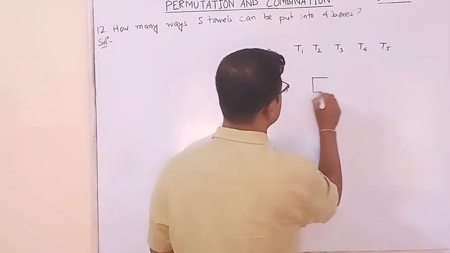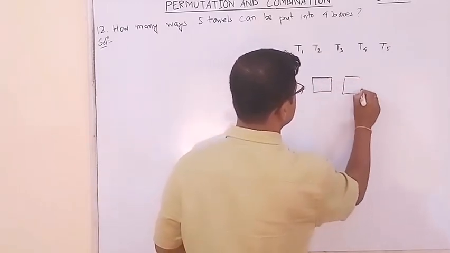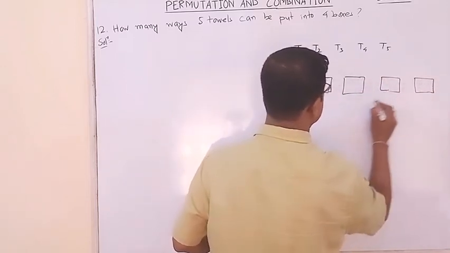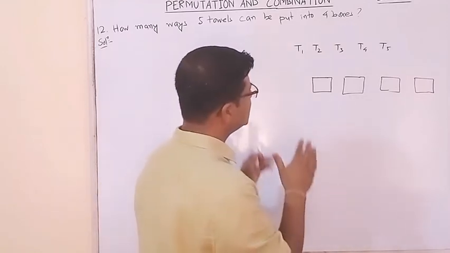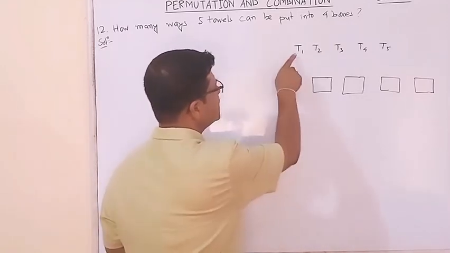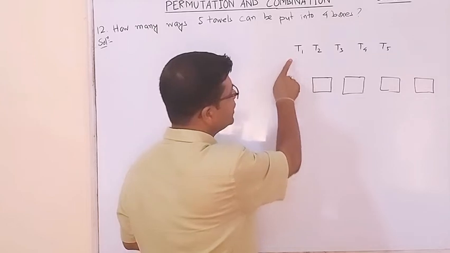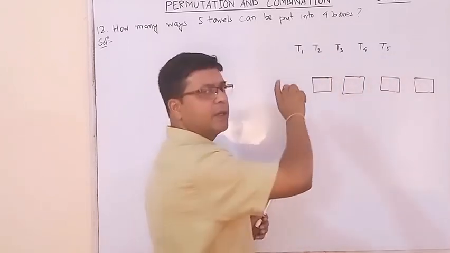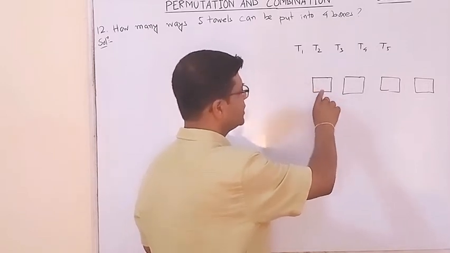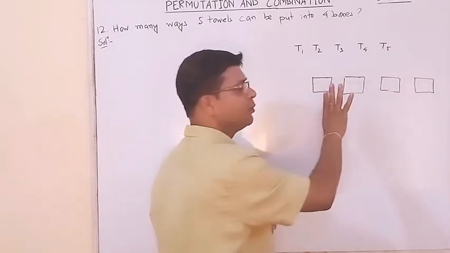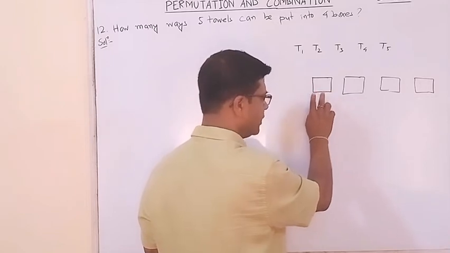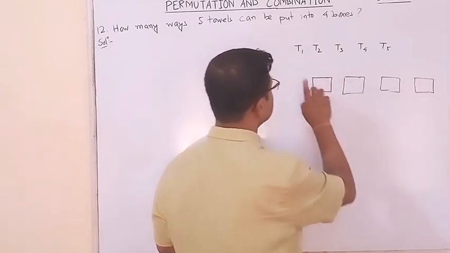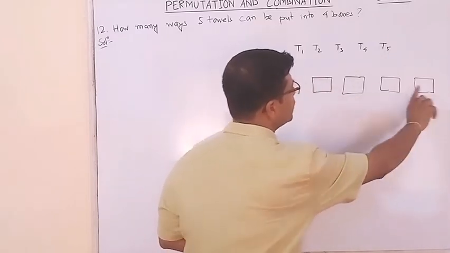4 boxes. 1, 2, 3. There are 4 boxes. Now you see, this sum is very simple. Do not get confused. This first towel can be put in any of the boxes 1, 2, 3, 4. So this towel can be arranged as we have discussed. We can put anywhere, that is there are 4 chances. Either you can put here or here or here or here. That means this can be arranged in 4 ways.